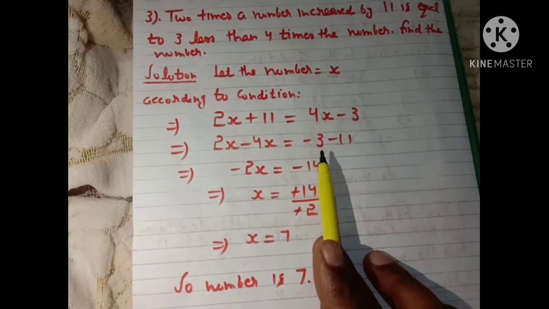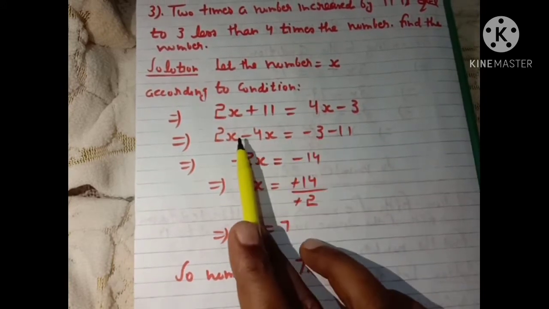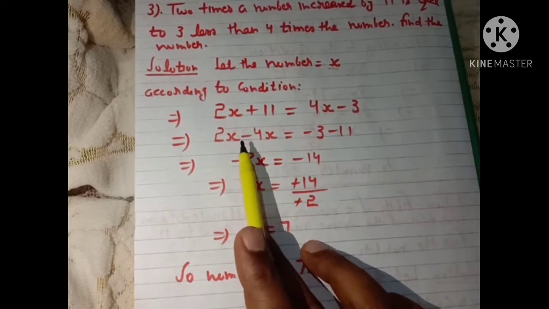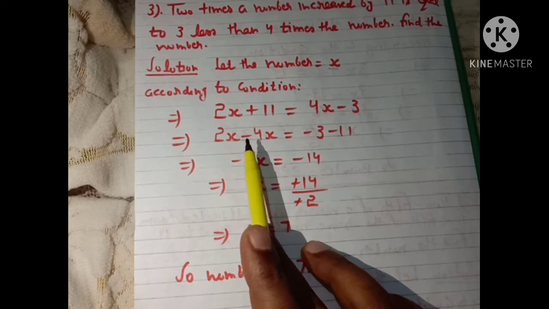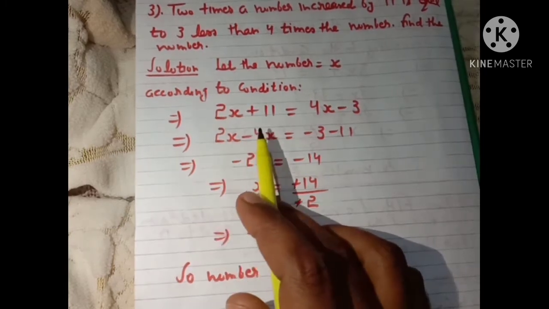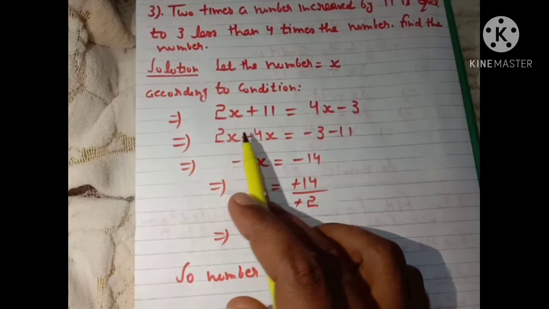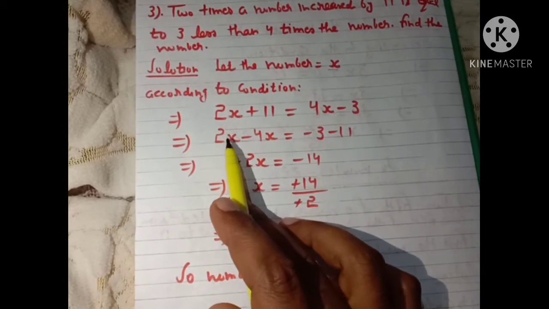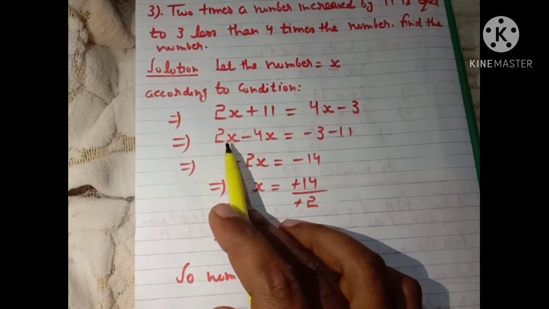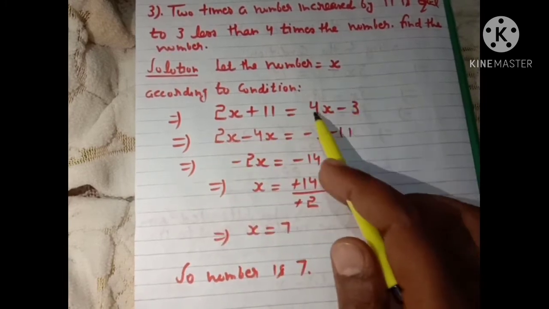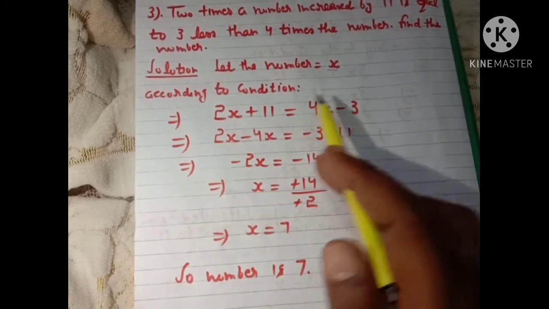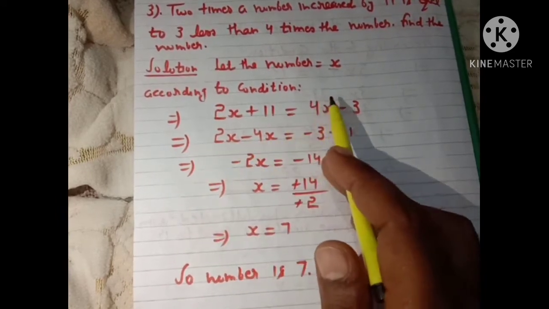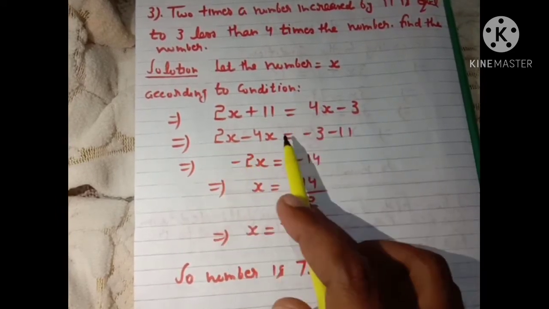And now you can see it is very simple. Here we have to apply the same method again that we applied in the 15.1 exercise. That is, we have to transpose the variable terms to the left hand side and the constant terms to the right hand side. You can see this 2x is already on the left hand side, so write down this 2x as it is. And now we have to transpose this 4x to the left hand side, so it will become minus 4x, then the equal sign as it is.